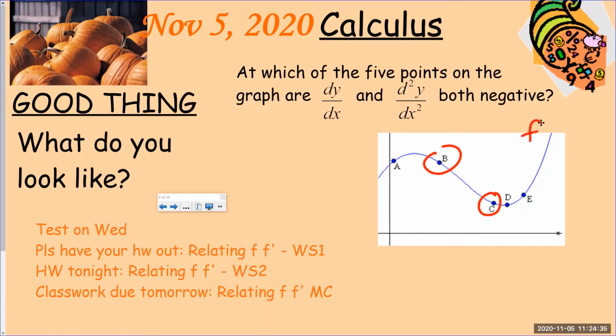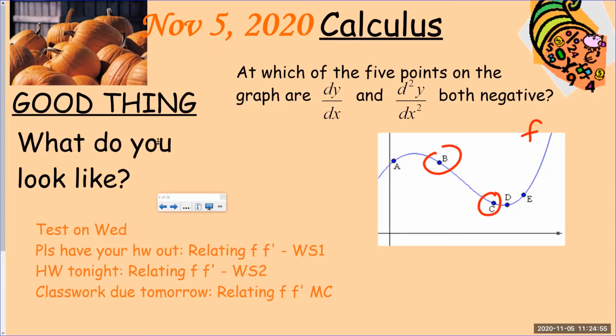So right away, you're assuming that this is F, and that's what you should do. If they don't tell you if it's F or F prime or F double prime, then you assume that it's F. The derivative is negative at B. Now here's what we added on. Where is the second derivative also negative? Where's the second derivative negative?